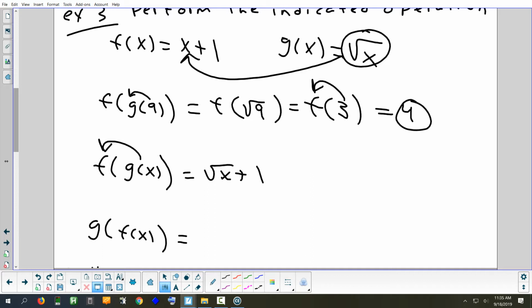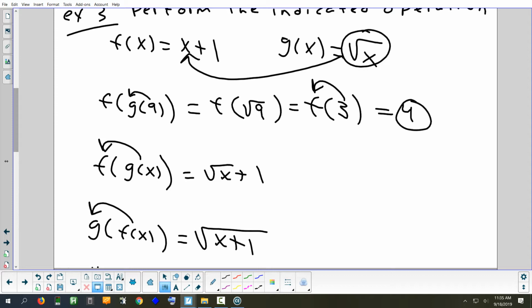How about the other way? Can somebody else tell me, when you plug f of x into the variable in g, what do you get? The square root of x plus 1. Same thing I just got? No, you have all of it underneath the square root. All of it under the square root.